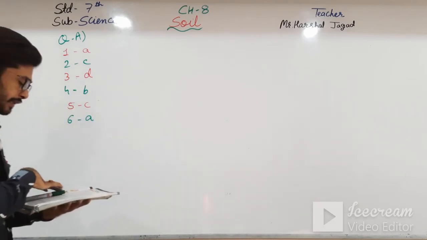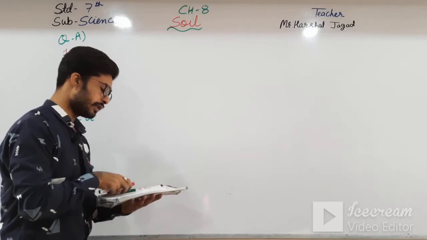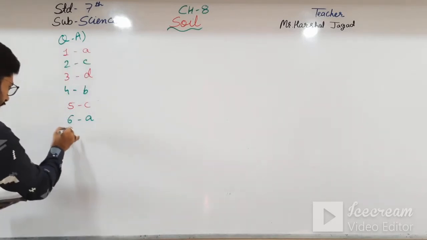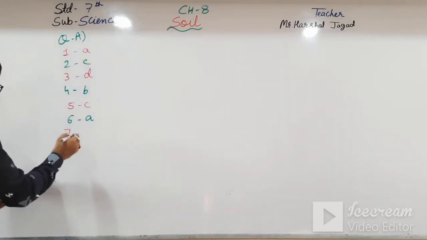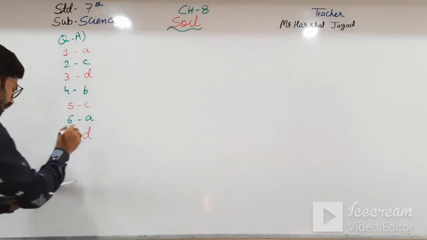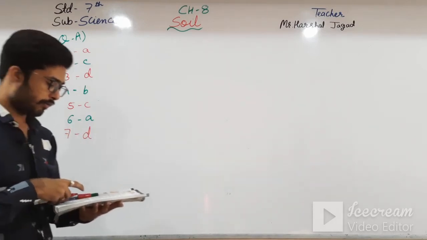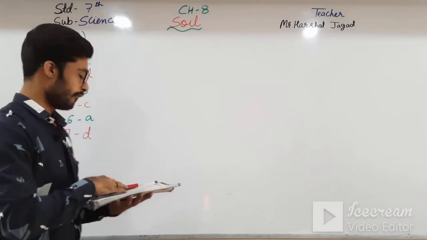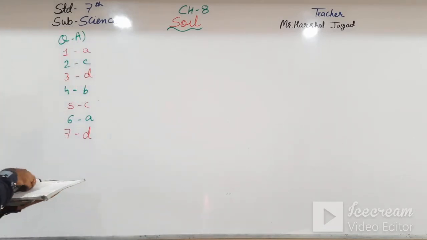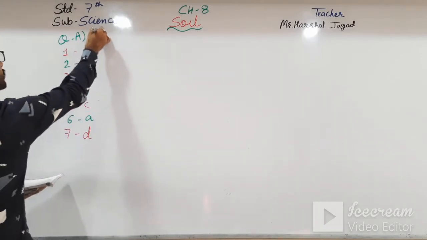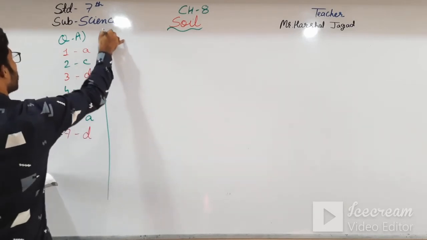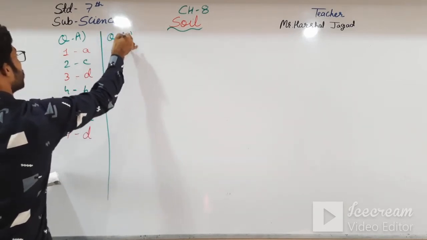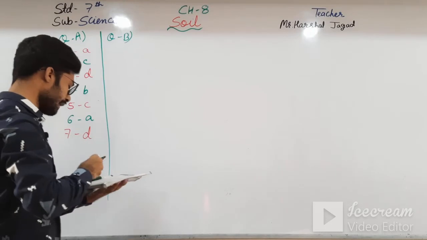Seventh one, which of this refers to soil erosion? That is 7D, removal of soil by wind and running water. Then after comes the fill in the blanks. That is question number B. That is fill in the blanks.